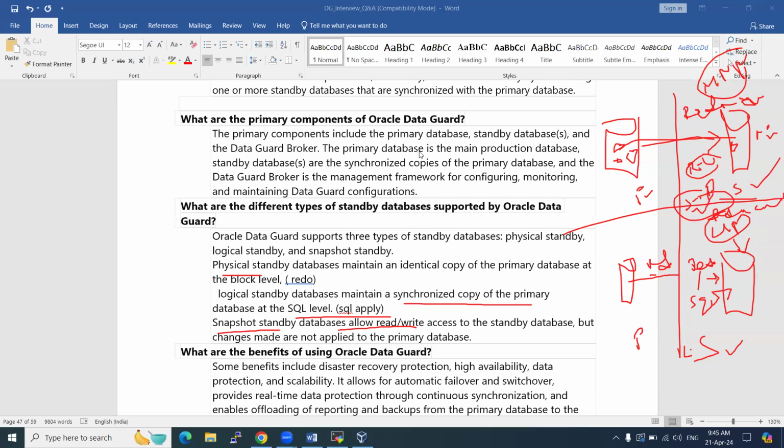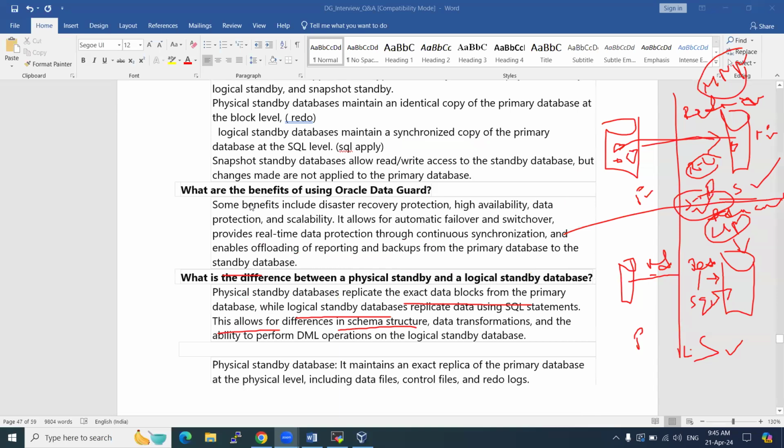Now, next question. What are the benefits of using Oracle Data Guard? If you know Data Guard, then you can use it. Like disaster recovery, if the primary database is not available, it will be useful. High availability, same scenario. Data protection: if this database is corrupted or not available, we can use this as a primary database and access it, because we are going to maintain this Data Guard setup in two different locations, two different data centers.